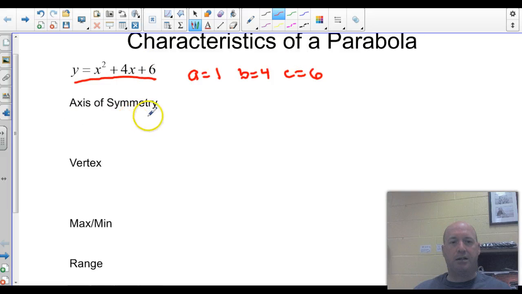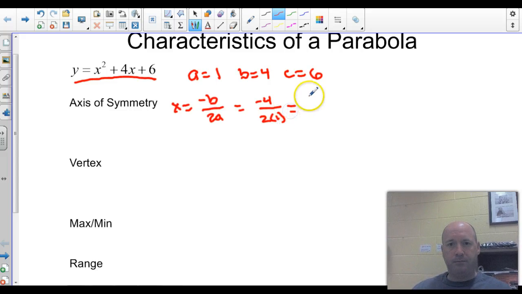So to find the axis of symmetry, when given an equation, we use the formula x equals negative b over 2 times a. So if b is 4, negative b is negative 4. And a is 1, so I have 2 times 1. So I have negative 4, and 2 times 1 is 2. So in this case, I'm going to get negative 2 because negative 4 divided by 2 is negative 2.